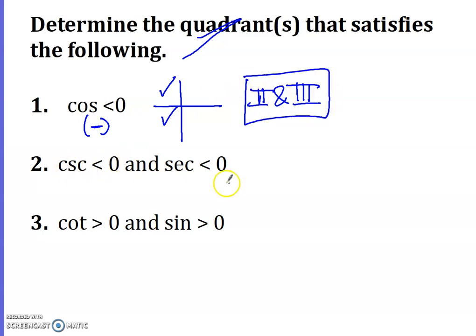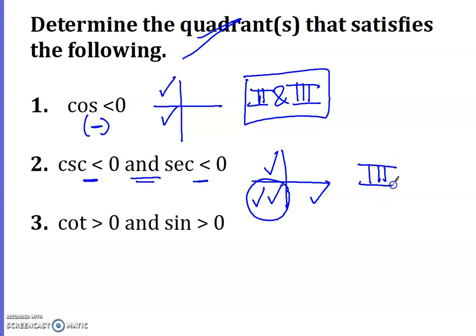Where is cosecant less than 0 and secant less than 0? So this is where it's negative and where it's negative. So let's start with this first piece. Where is cosecant negative? So we can also think, where is sine negative? Sine is negative in the third and fourth quadrant. Where is secant negative, or where is cosine negative? Cosine is negative in the second and the third quadrant. So where are both of these happening since it says and? The third quadrant.